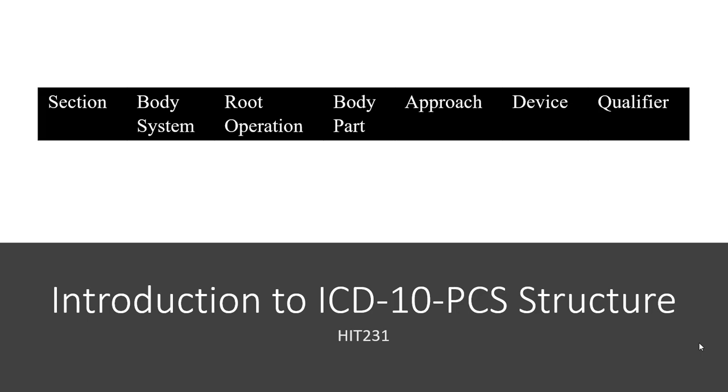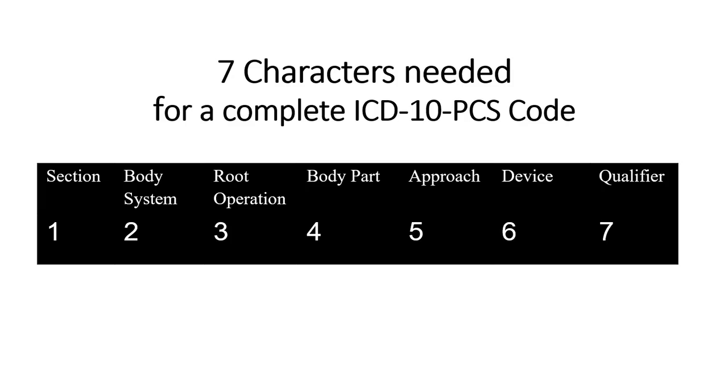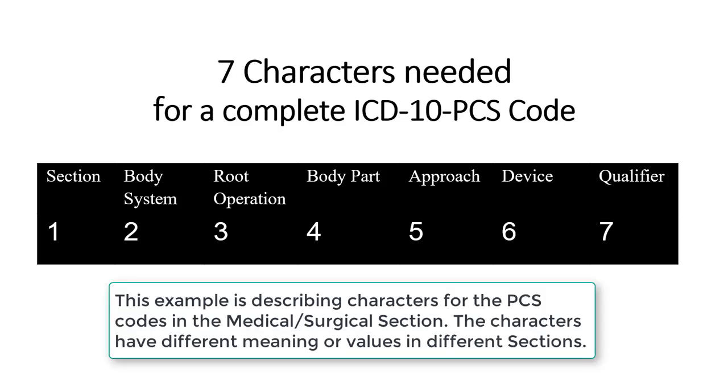This podcast is an introduction to the very basic ICD-10 PCS structure, where there's 7 characters and each character has meaning. There are 7 characters needed for a complete PCS code. First one is section, second character is body system, the third character root operation, the fourth character body part, the fifth character approach, the sixth character device, and the seventh character qualifier.